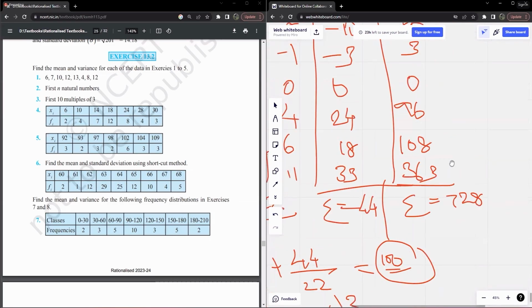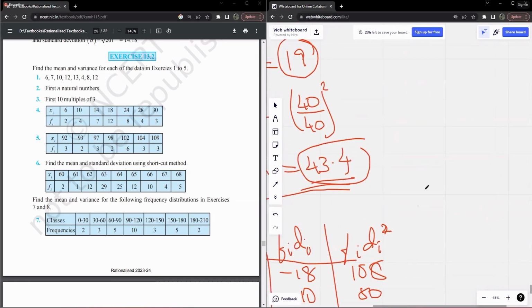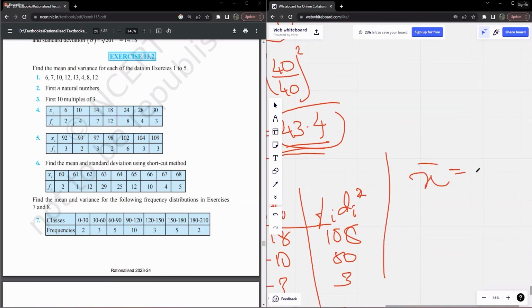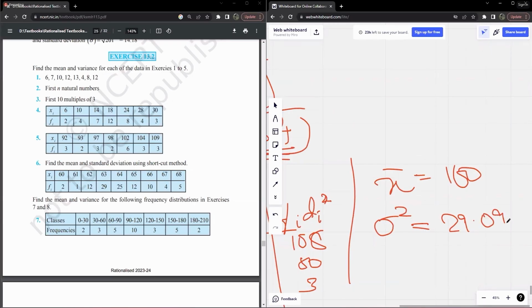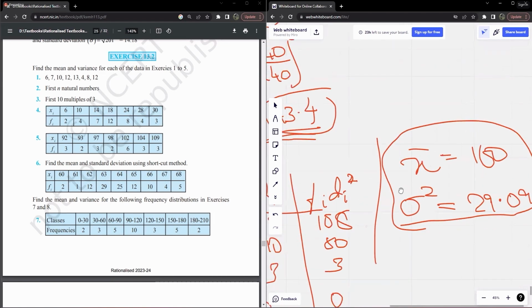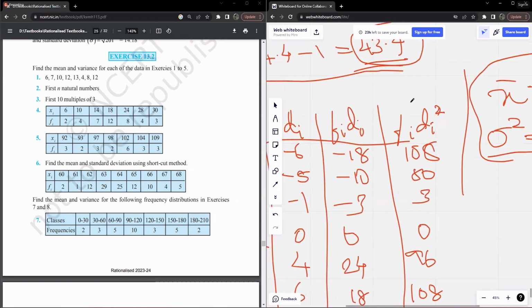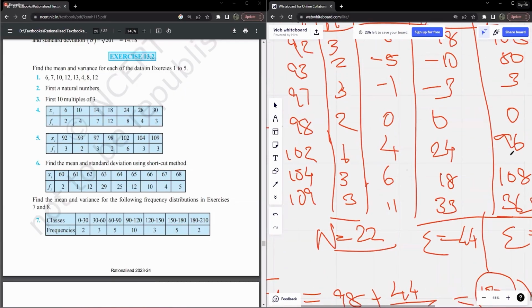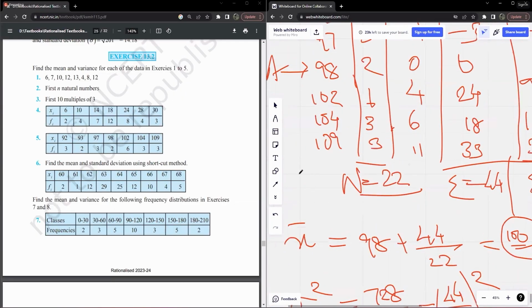Therefore, for this question, your x bar, your mean, is going to be equal to 100 exactly, and the variance sigma square is going to be equal to 29.091. All right. Fine. That finishes question number 5. Then go into question number 6.